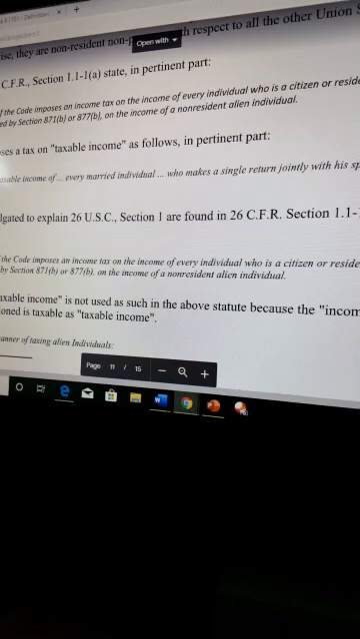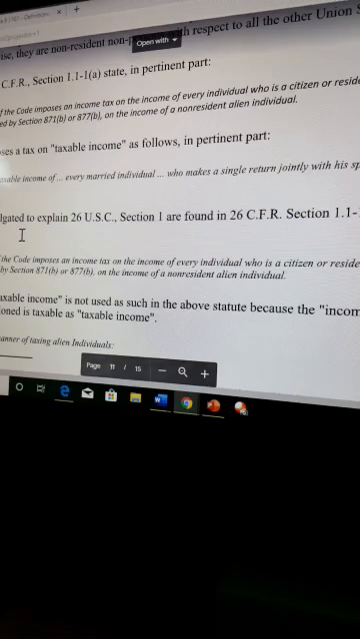The regulations promulgated to explain Title 26 USC Section 1 are found in Title 26 CFR Section 1.1-1 and state in pertinent part: A, General Rule 1. Section 1 of the Code imposes an income tax on the income of every individual who is a lowercase c citizen or resident of the United States, and to the extent provided by Section 871(b) or 877(b), on the income of a non-resident alien individual. Please note that the term taxable income is not used as such in the above statute because the income of those classes of individuals mentioned is taxable as taxable income.